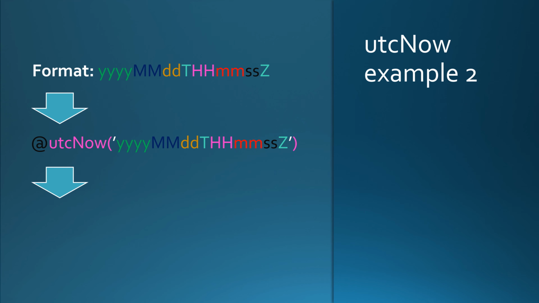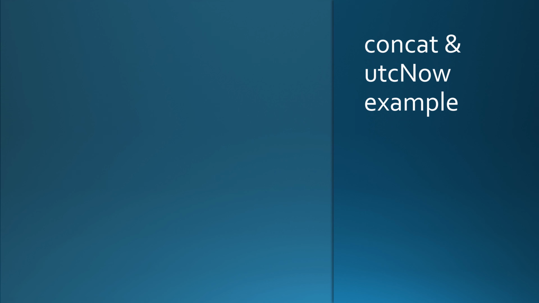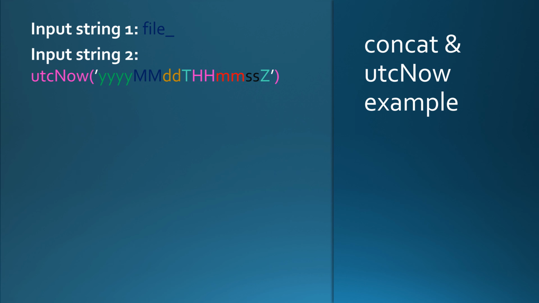And after running our function, our output is going to be this more condensed format of the previous timestamp. Now in our last example, let's raise the complexity a bit. So let's now combine the concat and UTCNow functions in the same expression. Let's start by defining our input string 1 for our concat function. It's going to be file underscore. Then our input string 2 is actually going to be the UTCNow function with the format that we specified in the previous example.